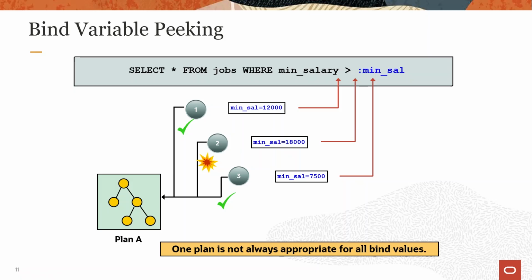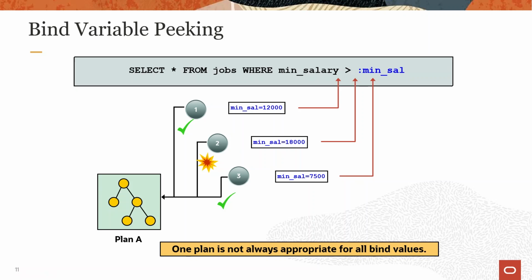Well, if only few records are being returned, it's maybe a better idea to use an index instead of a full table scan when looking for minimum salaries that are bigger than 18,000. While with the third execution of that select statement, but with min_cell at 7,500, he will be using that same plan again, because that's the idea of cursor sharing. It's a full table scan, but that select statement, where you look for minimum salary bigger than 7,500, returns maybe 30% of that table.